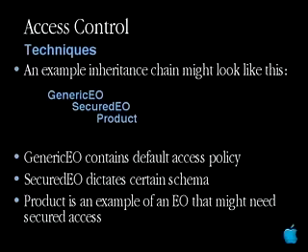And this might be a sample hierarchy that you'd have that's security oriented. You'd have generic EO, which would implement the default access policy. You'd have secured EO, which would dictate certain schema, because these are EOs that need to be secured as opposed to not shown. So that might have to have certain relationships to other objects to work. And then I've got product in that little diagram, which is an example of a concrete EO. So you'd never have an instance of a generic EO or secured EO. You'd only have instances of a concrete subclass.